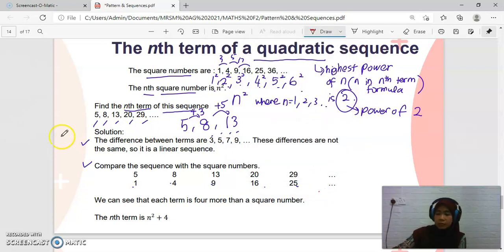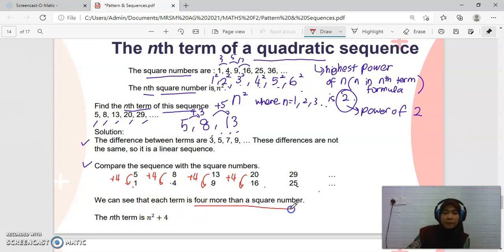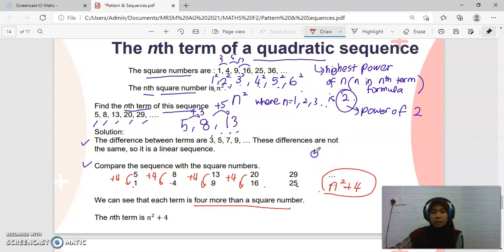Okay, kita tengok sini. This one, 5, plus 1, 4, plus 4, plus 4, plus 4. You can see that each term is 4 more than a square number. 4 more than. So, kat sini lah n square tadi. So, n square plus 4. Okay. So, ini dia punya n term.